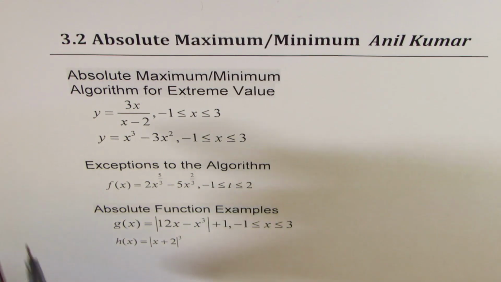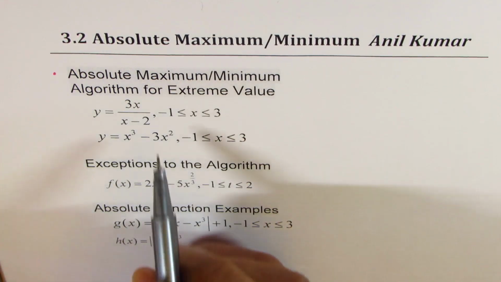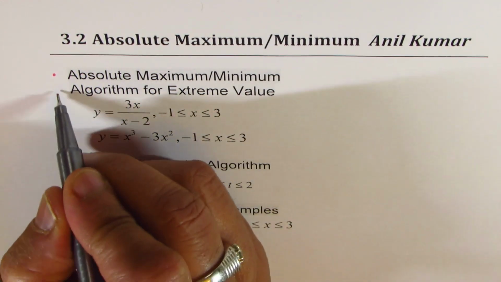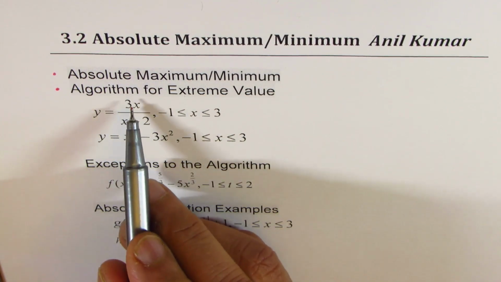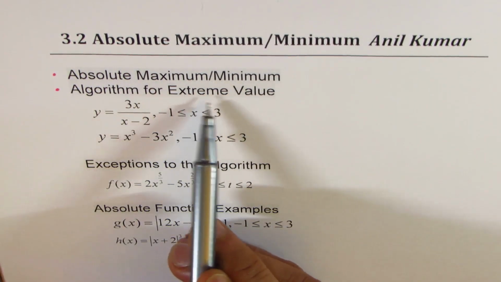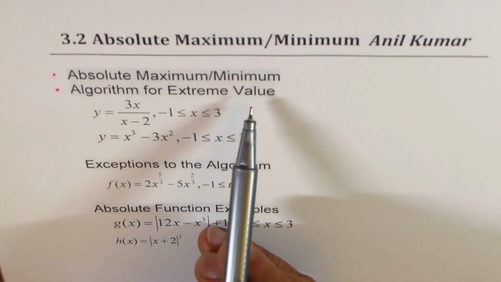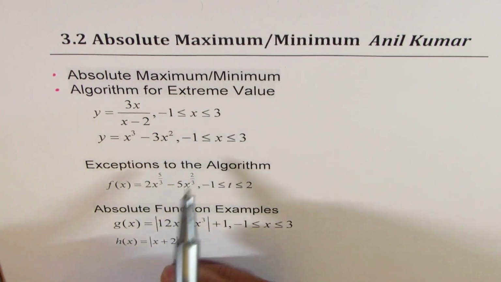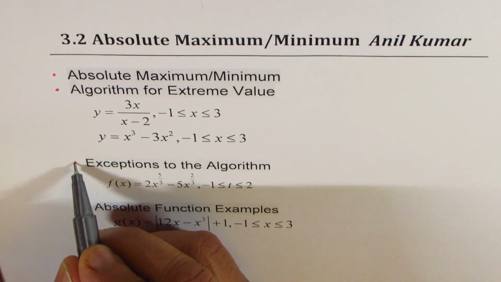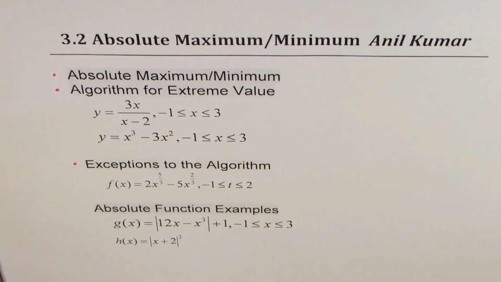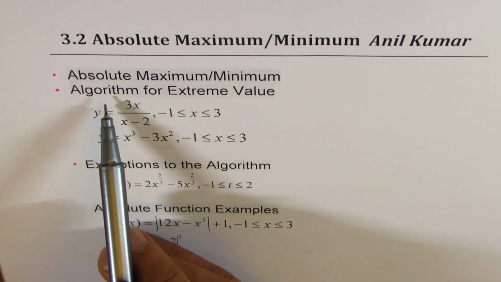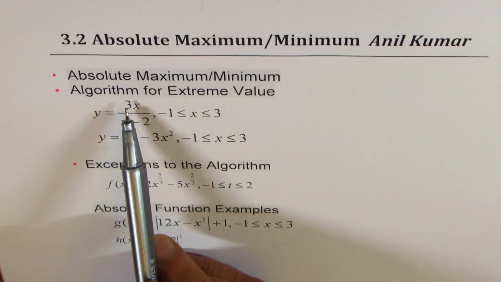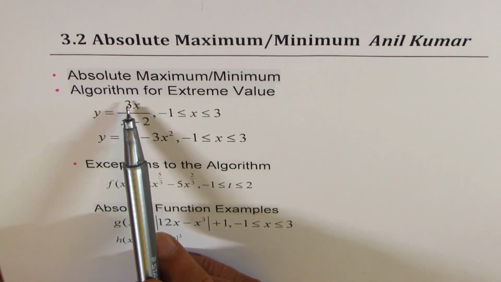Okay. So we'll talk about a few terms. First is, of course, absolute maximum and minimum value. Then we'll talk about an algorithm which can help us find extreme values. They are also called extreme values. We'll concentrate on restricted domain, and then we'll take exception to this algorithm. I feel that this algorithm is incomplete. We should also include the points where the derivative is undefined.